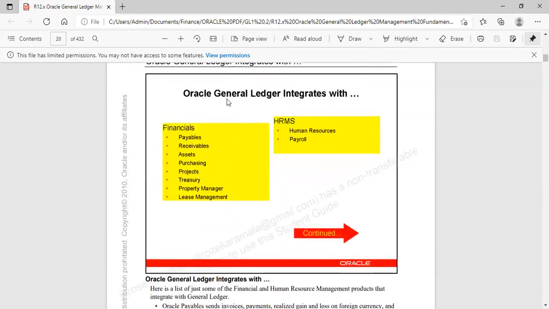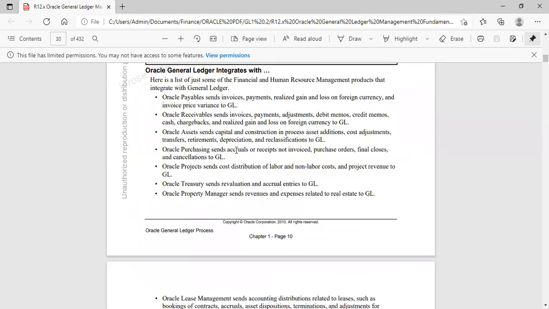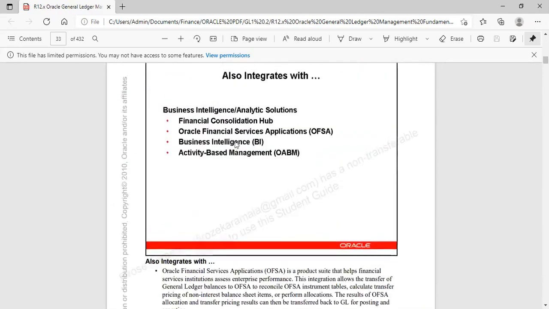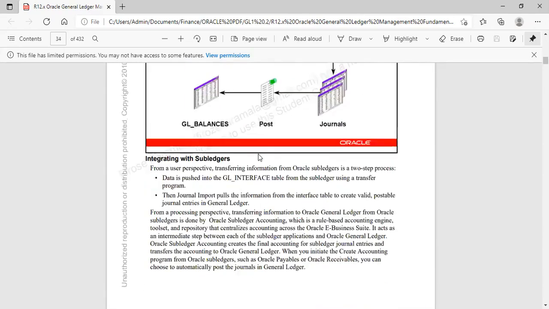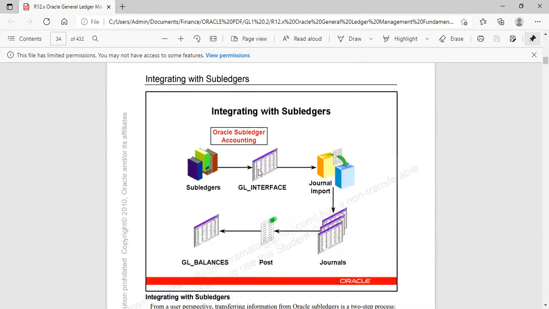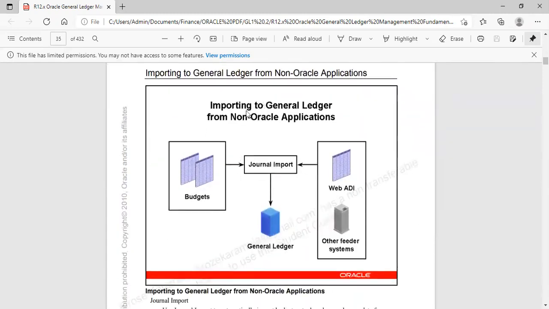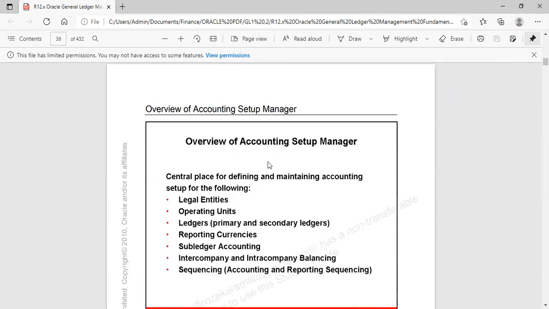Like we said, it's an integration. These are all generic only. Integration with subledger: I said GL interface. It is a GL table. How does it come through GL? Importing from non-Oracle: I told you, the feeder is also legacy. WebADI is like Excel only, and it can also do this.